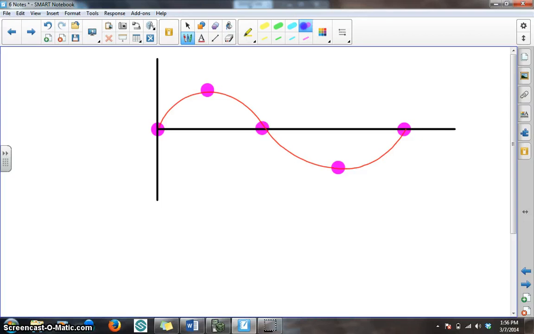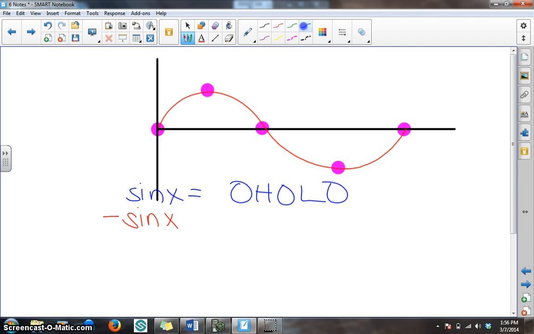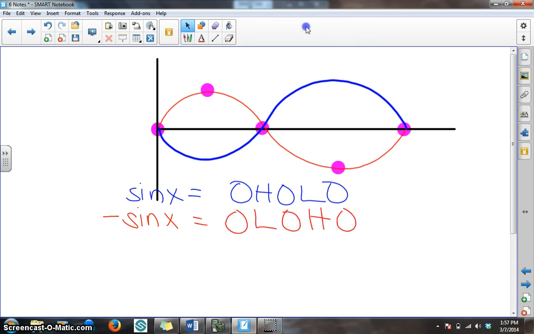I like to refer to this as 0 high, 0 low, 0. I've got a lot of kids who turn that into oh holo. That's fine, whatever it takes. That is your sine x pattern. Now worth noting that if I negate the sine x graph, the whole cotton picking thing turns around, and my graph would then look like this, which means my pattern also changes. That pattern would be still 0, but go low, then 0, then high, then 0. Those are going to be the 2 patterns that you need to know for the sine graph.